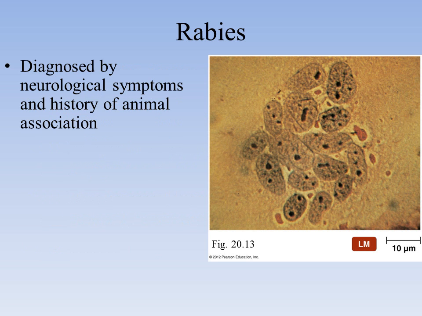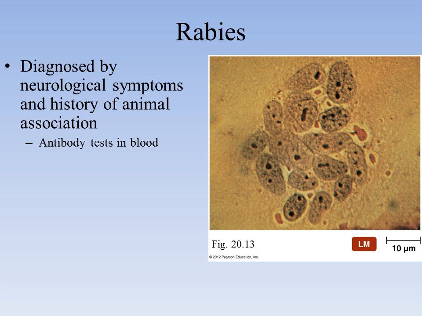All right, so how do we diagnose rabies? Well, these neurological symptoms are pretty characteristic of rabies, and also a history of animal association. Generally speaking, you're going to be able to tell if you've been bitten or scratched by a wild animal or an animal that might have rabies. Those are the kind of thing that usually doesn't escape your attention. So having that history and also combining with the neurological symptoms that will appear is a good way to diagnose rabies.